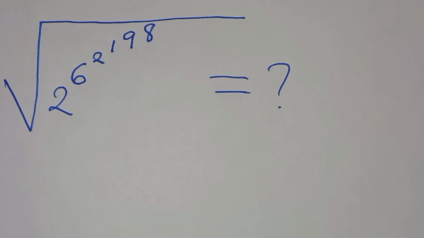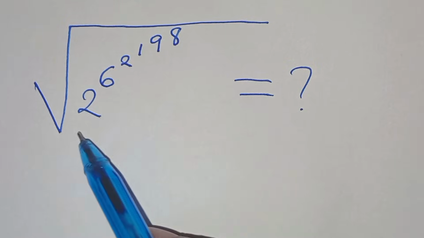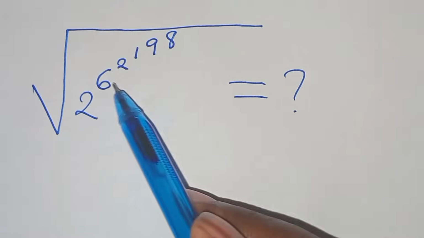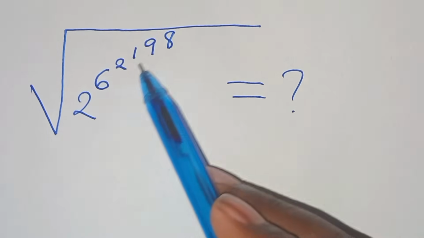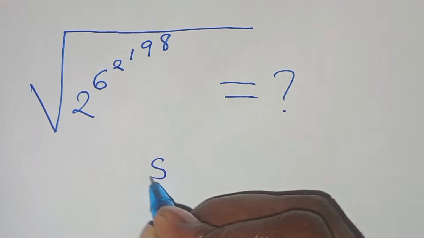Hello everyone, you're welcome to solve this nice radical square root math problem, which is the square root of 2 to the power of 6, to the power of 2, to the power of 1, to the power of 9, to the power of 8. So let's provide a solution from here.